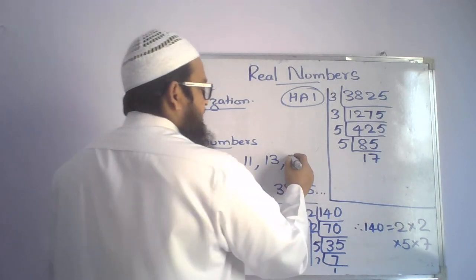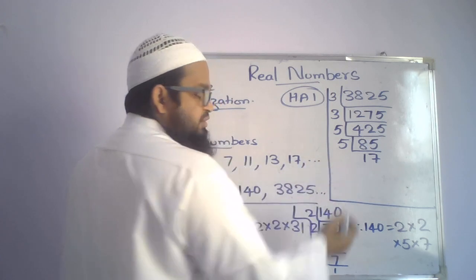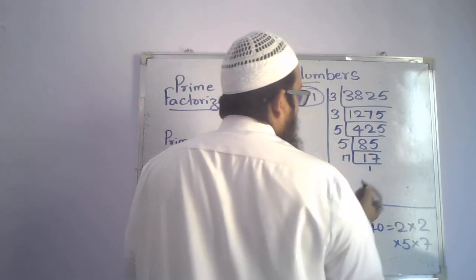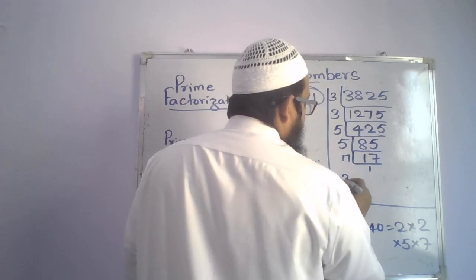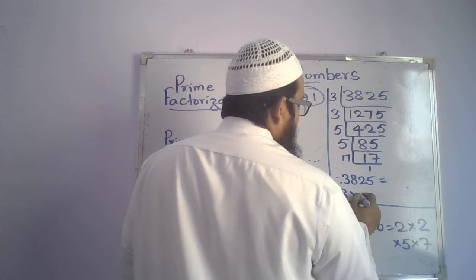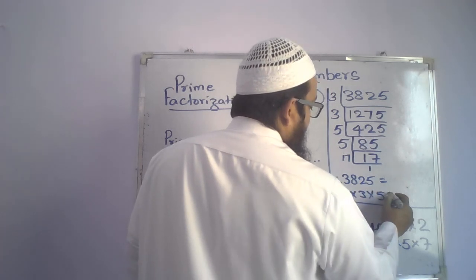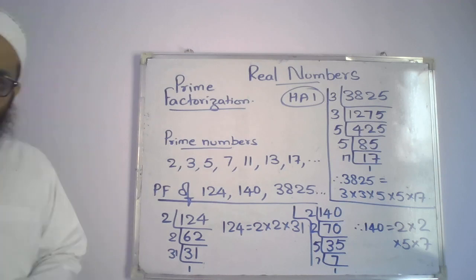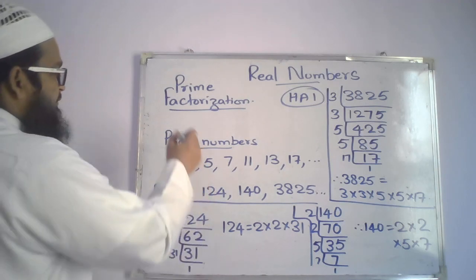We have 13 के बाद 17 है. So 17 is also prime number. So चलो 17 ones are 17. So therefore 3825 equals 3 times 5 times 5 times 17. So understood everybody the concept of prime factorization?